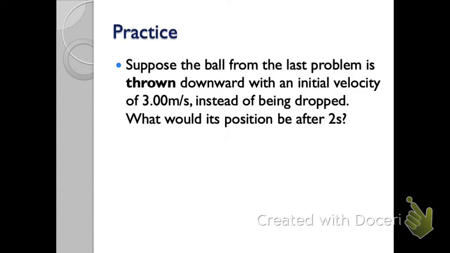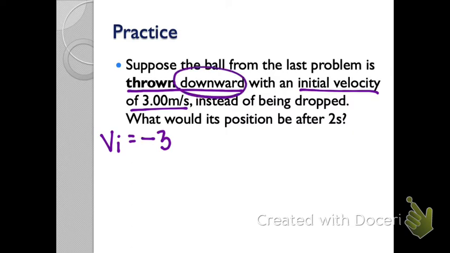Greater than, right? We're expecting it to fall farther because it starts out with a velocity, and then it will speed up from there. So let's go ahead and solve our problem here. This is really important right here. It's thrown downward with an initial velocity of 3 meters per second. So my VI is what? It is not just 3, it's -3 because it's being thrown downward, right? That's important.